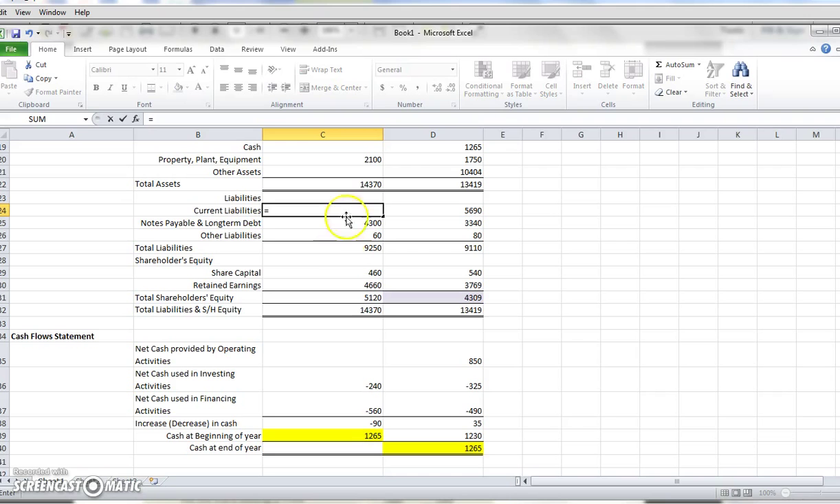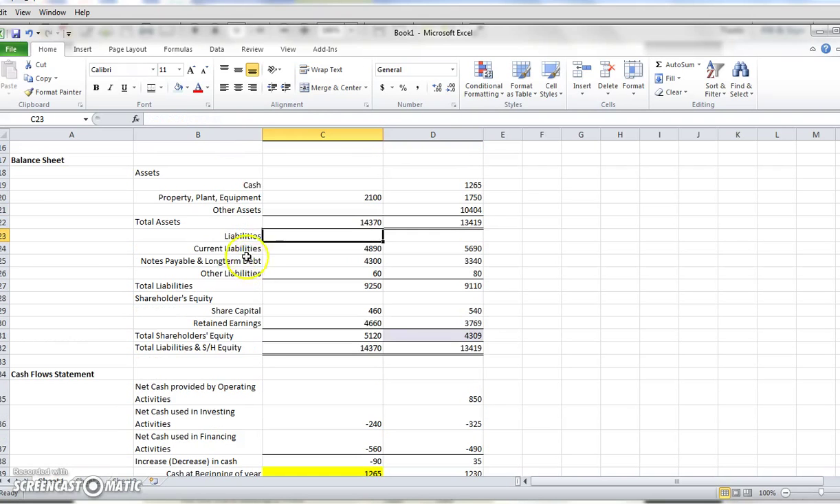We know current liabilities, the total liabilities is the sum of all this. So if you take this and then subtract these two put together, then you get that sum, which is 4,890 for your current liabilities. There we are. So I'm just going to move this liability so it's there. It just looks a little bit cleaner.